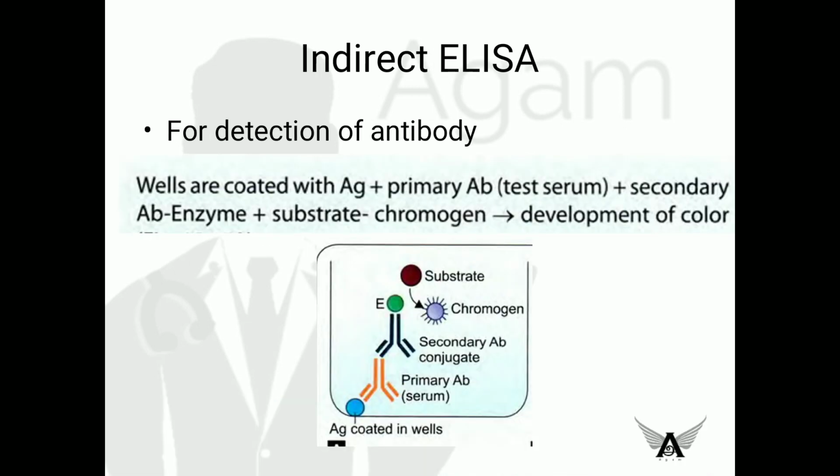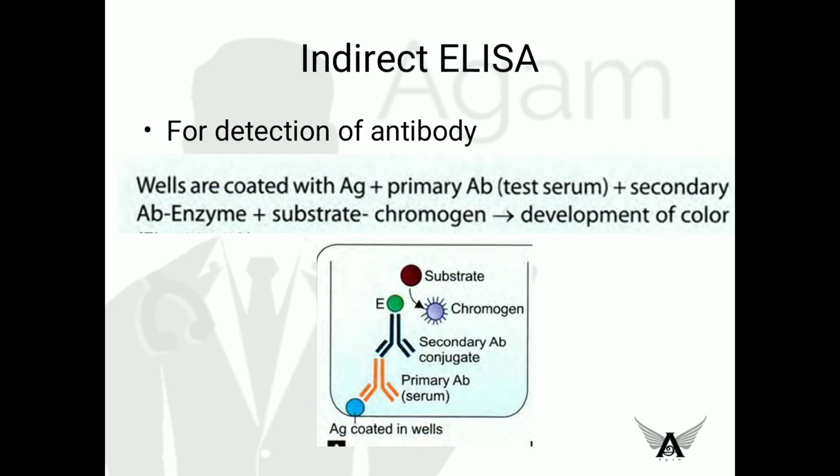This is the indirect ELISA for detection of antibody. Here, for detection of antibody, wells are coated with antigen. And the test serum is added, and the test serum contains primary antibody. Next, secondary antibody that is labeled with the enzyme is added. Here, the secondary antibody is nothing but antibody against the human immunoglobulin. Okay. Next, substrate chromatin is added. There is development of color. This color change is detected by the ELISA reader.